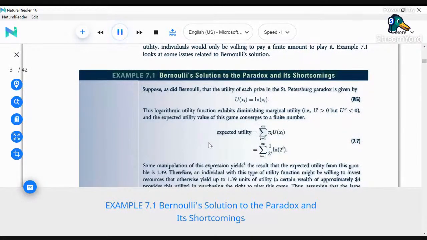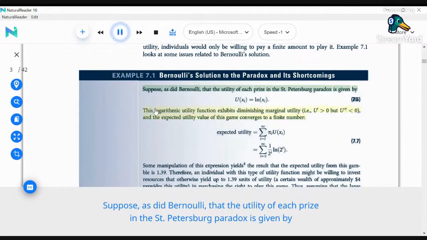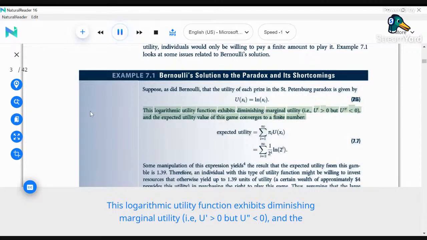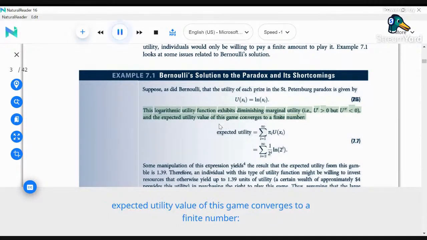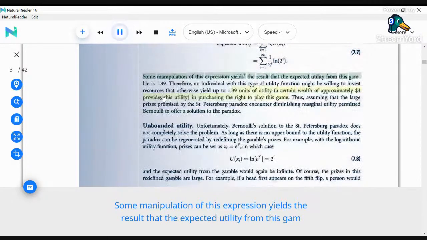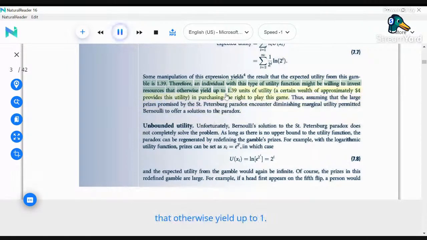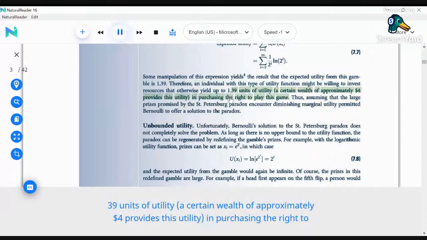Example 7.1: Bernoulli's solution to the paradox and its shortcomings. And the expected utility. Suppose, as did Bernoulli, that the utility of each prize in the St. Petersburg paradox is given by a logarithmic function. This logarithmic utility function exhibits diminishing marginal utility, i.e., U' greater than 0 but U'' less than 0, and the expected utility value of this game converges to a finite number. Some manipulation of this expression yields the result that the expected utility from this gamble is 1.39. Therefore, an individual with this type of utility function might be willing to invest resources that otherwise yield up to 1.39 units of utility. A certain wealth of approximately $4 provides this utility, in purchasing the right to play this game.